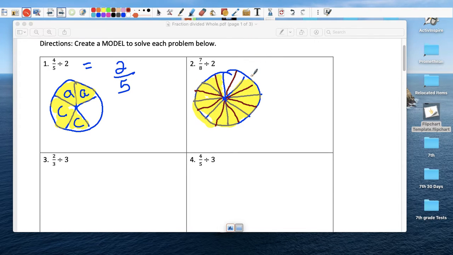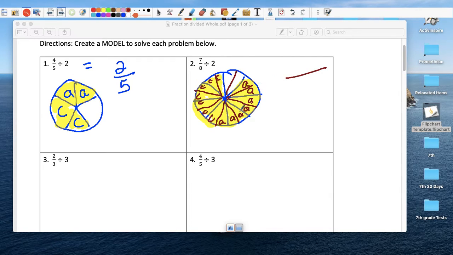So how many pieces do we have? We have 1, 2, 3, 4, 5, 6, 7, 8, 9, 10, 11, 12, 13, 14. There's 14 slices of pizza, right? 2 of them we already ate. So there's 14, which means I'm going to give Armir 7. 1, 2, 3, 4, 5, 6, 7. And Camila 1, 2, 3, 4, 5, 6, 7.